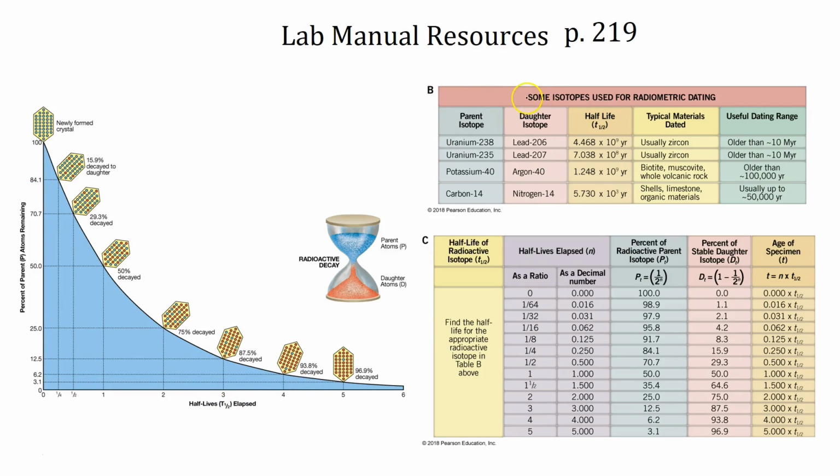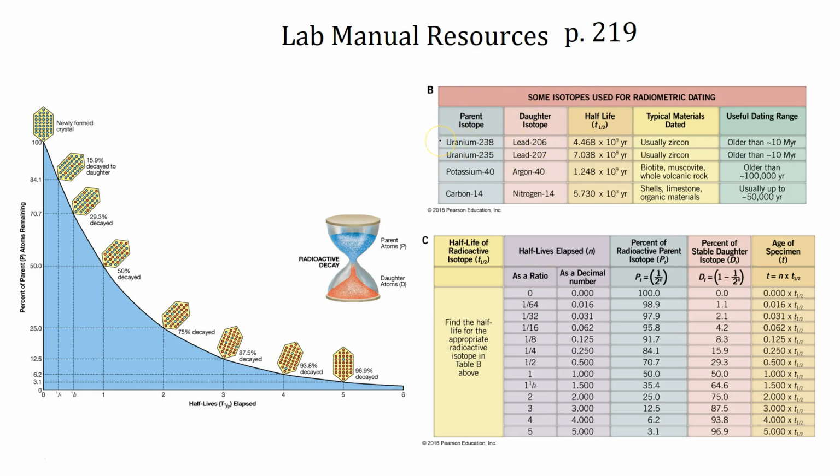Part B gives us some isotopes used for radiometric dating, so it's giving us some data. The way that this works is that each row of data is one piece of information, so we can read them across as a row. And they give us four parent-daughter relationships. So again, the parent is radioactive. It breaks down into the daughter at a predictable rate, which is known as the half-life.